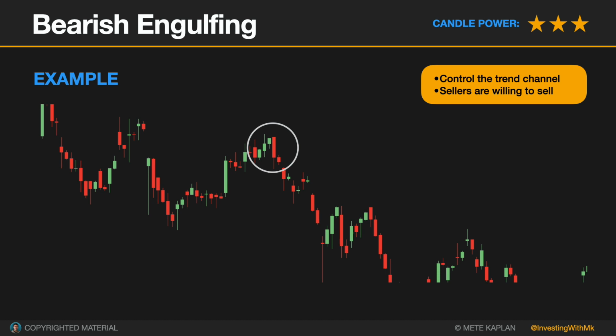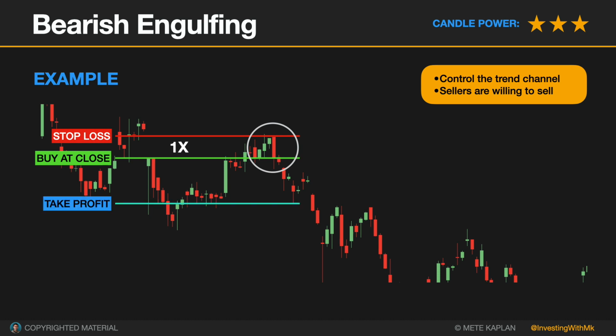So, how do you enter this trade? Waiting for the red candle to close, then I enter the position. I place my stop loss order at the highest point of the candle. Finally, I place a take profit order depending on my risk appetite.